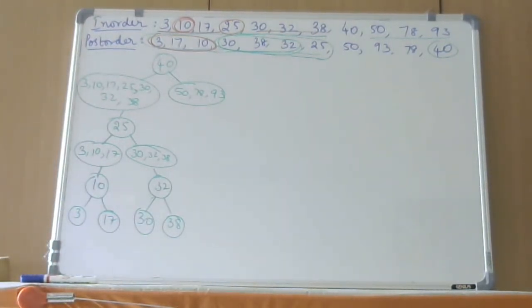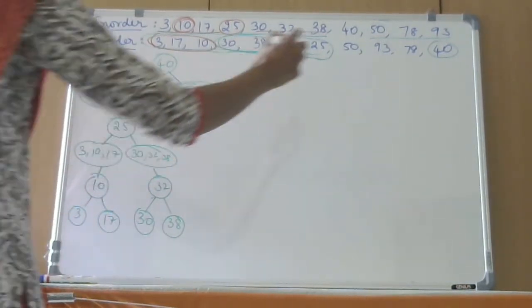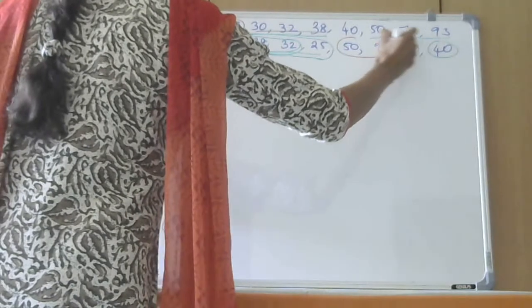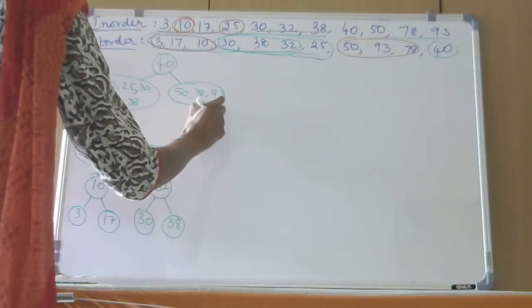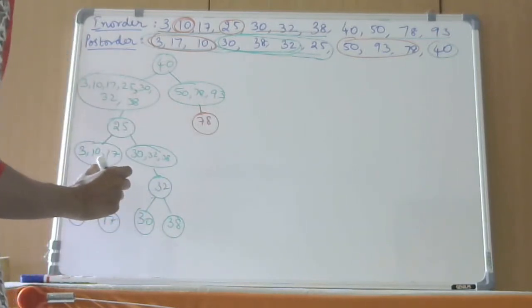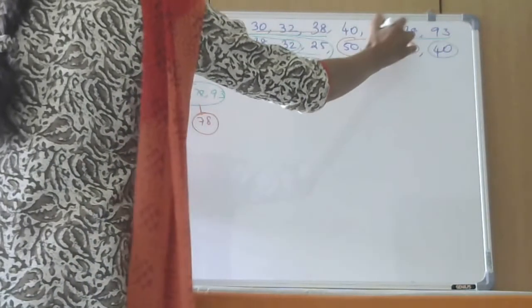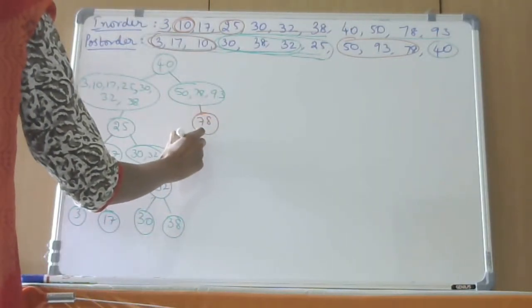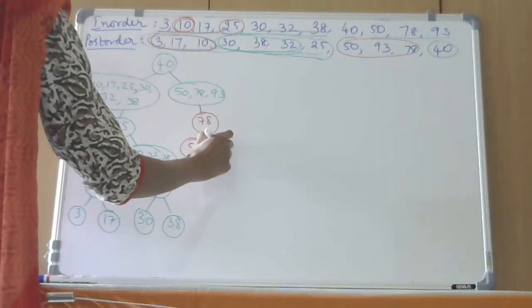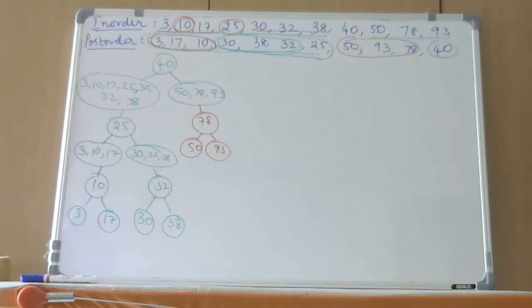Let's move to the right. What's happening? 50, 78 and 93. If you look into the post order, 50, 78 and 93, 78 is last. So 78 will become the root. Go to in order, 78. 50 is left of 78, 93 is right of 78, same thing we put here, 50, 93. So this becomes your final tree.